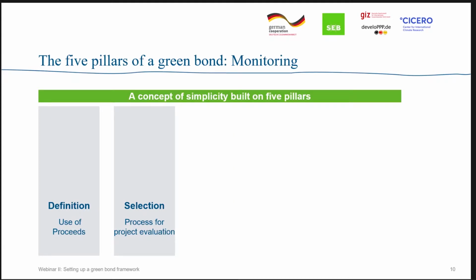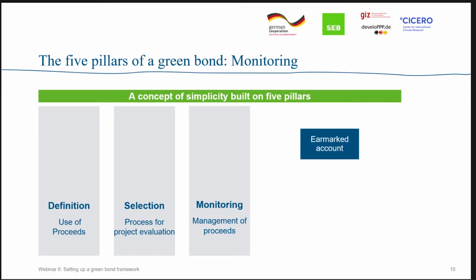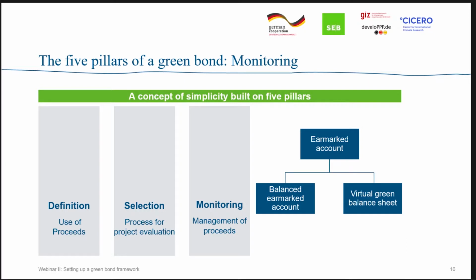The third pillar is monitoring and management of proceeds. Funding raised via sustainable finance channels should be earmarked or otherwise traceable in some way, such that the money raised for green purposes is not mixed with other sources of financing. Proceeds can, for example, be monitored through a balanced earmark account or through a virtual sustainable balance sheet. Similarly, investments, projects, or assets funded by these proceeds should be tagged to enable traceability.